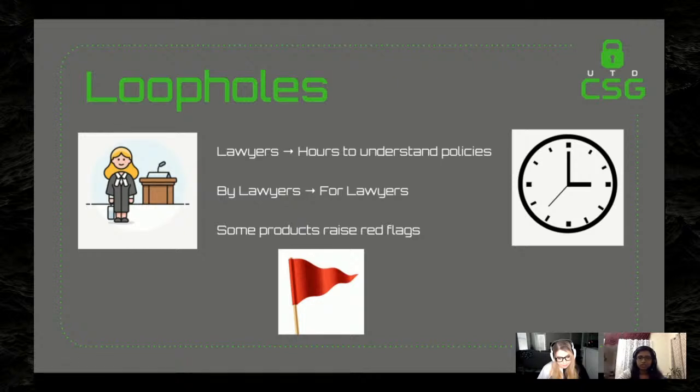It takes a lawyer at least a few hours to digest a privacy policy. These policies are written by lawyers for lawyers to protect the company. The company that we're talking about here is a company that thrives on your private information. You can almost never be sure about what is being collected in these policies. There are some products whose privacy policies raise some red flags, and we'll be talking about them.